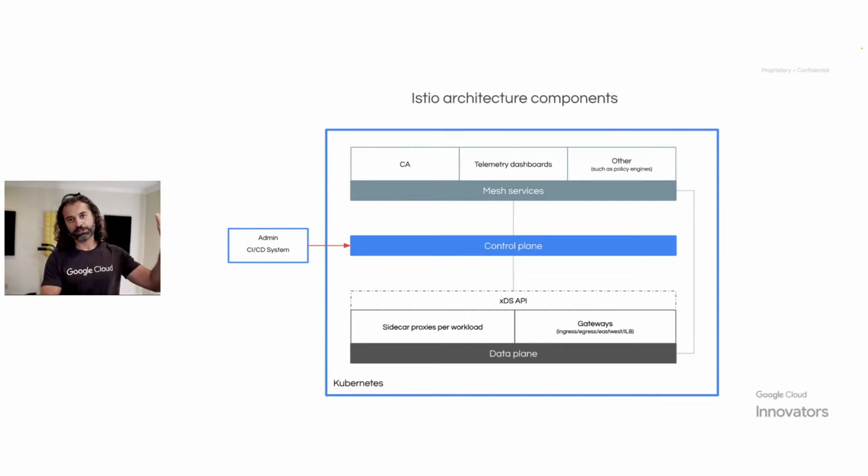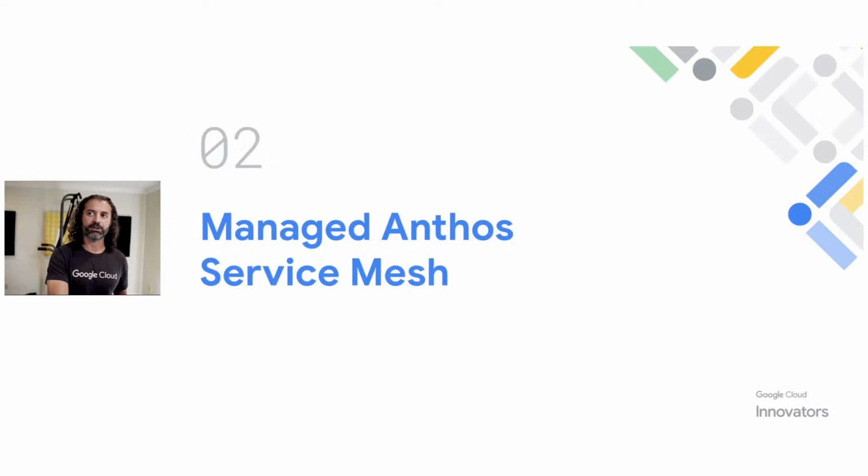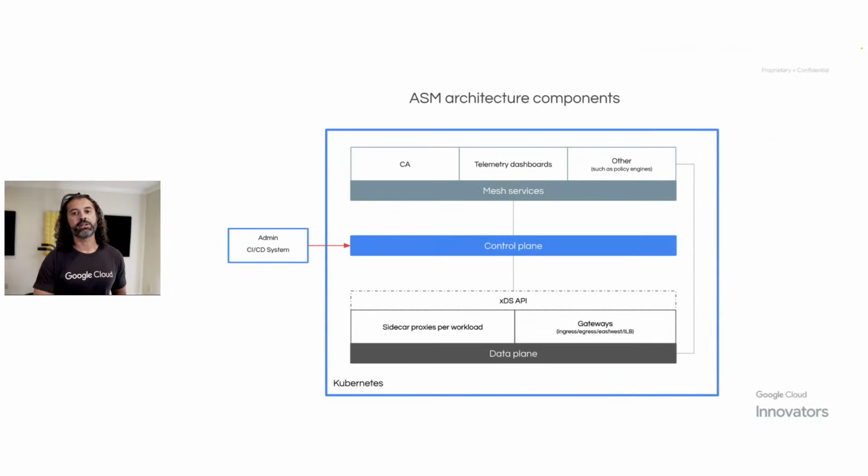So when you look at a picture like this with a lot of components running, and you think about, every 3 months I have to do a minor upgrade, and then perhaps every month I have to do some sort of a CVE patch, it becomes operationally a little bit more complex. So this is where managed Anthos Service Mesh comes in. So what we're doing is we're taking all the boring bits out of Istio. We simply want you to just consume Istio, right?